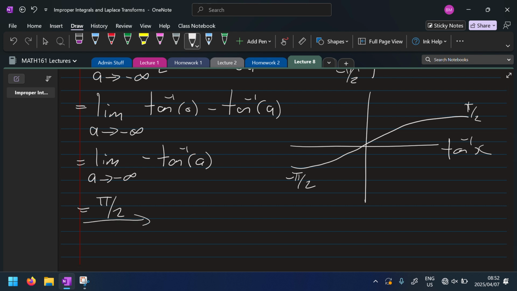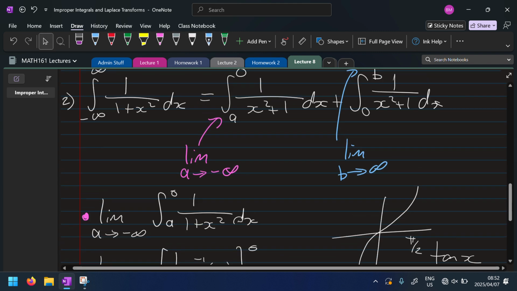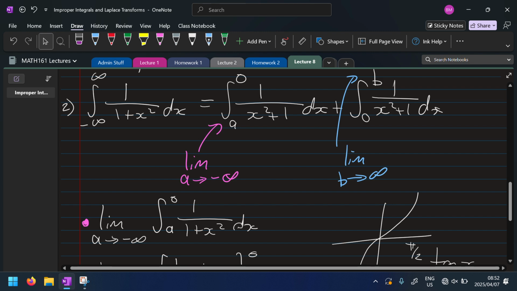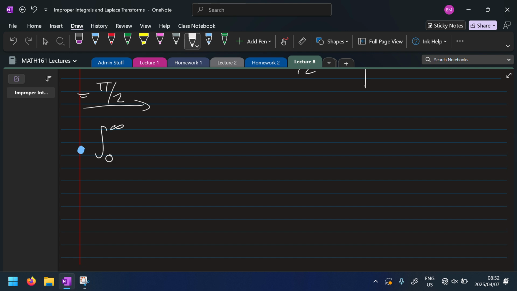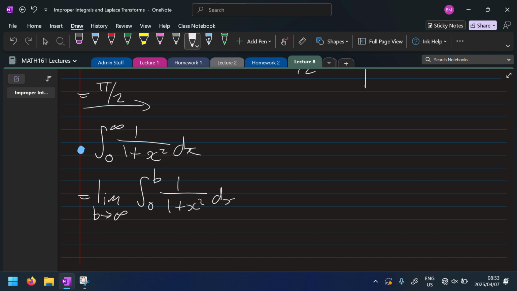Okay, so that's the first half of the problem. We did the pink integral. Okay, this first one. Let's have a look at the blue integral. And then we just add the results up. So the blue one, this is going to be the integral from 0 to infinity, 1 over 1 plus x squared dx. Okay, we don't want the infinity there, so we replace it with b, and we write this as the limit as b goes to infinity, integral from 0 to b, 1 over 1 plus x squared dx.